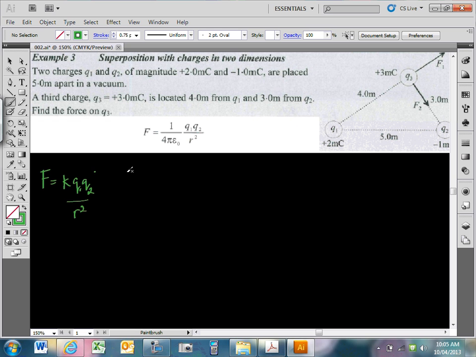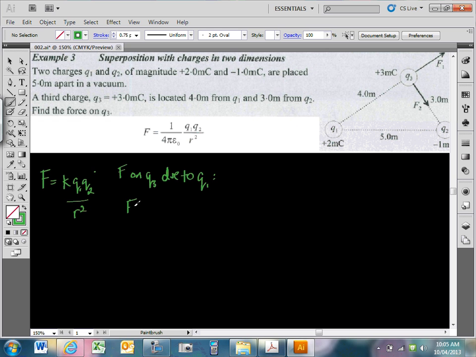So I'll make a statement here. The force on Q3 due to Q1 first. Doing it in this format helps. For instance, when you're answering exam questions or test questions, it helps me or the examiner understand what it is that you're trying to solve at the time.